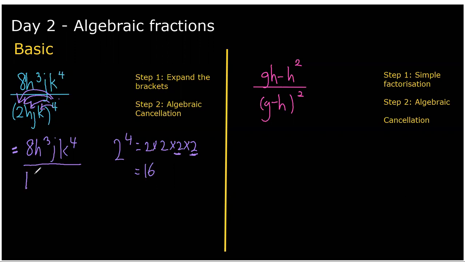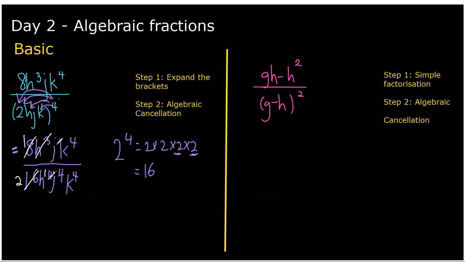So I'm going to put 16 over here. Then I will have h to the power of 4, j to the power of 4, and k to the power of 4. Now I'm going to move on to step 2, to use algebraic cancellation to cancel out the common variables. I will start off with the numbers first. I'm going to divide both top and bottom by 8. And then I'm going to cancel h cubed, so I'm left with 1 over here.